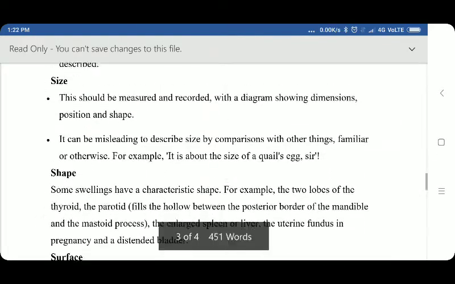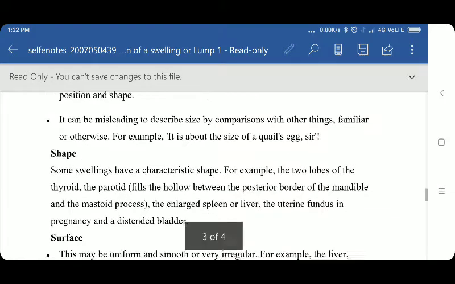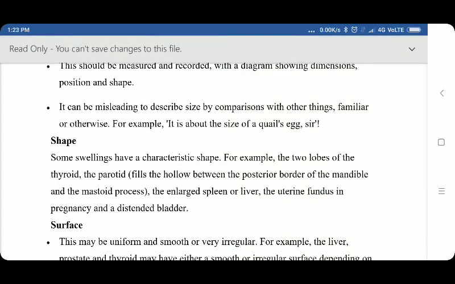The next is size. This should be measured and recorded with a diagram showing dimensions, position and shape. It can be misleading to describe size by comparing with other things, familiar or otherwise. For example, it is about the size of a quail's egg. So this is a vague term that we should not use.